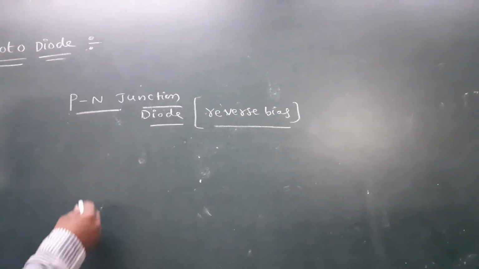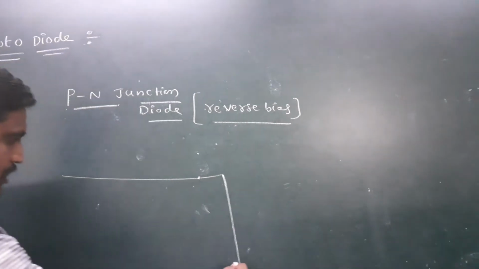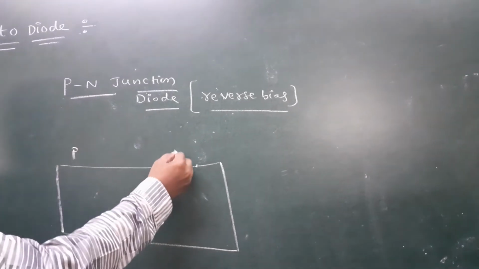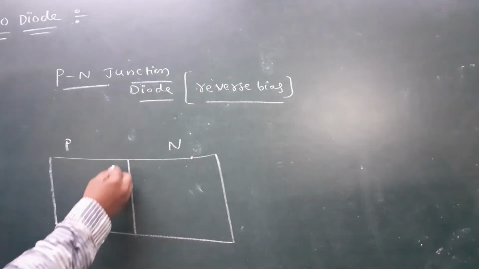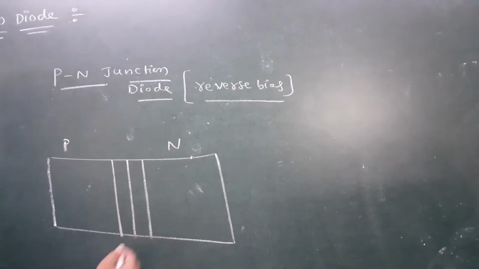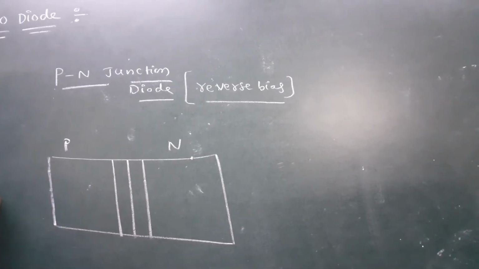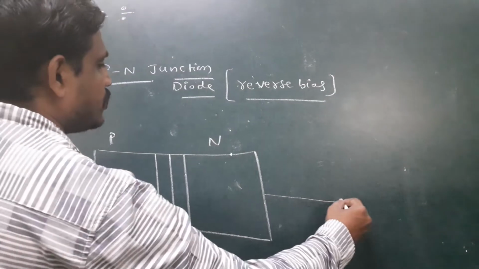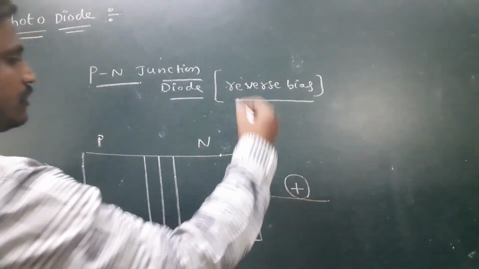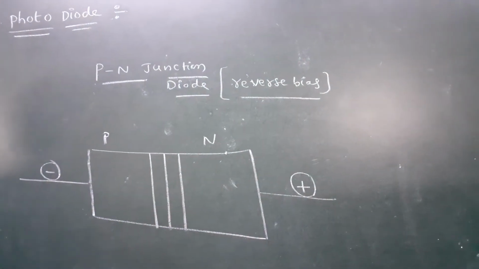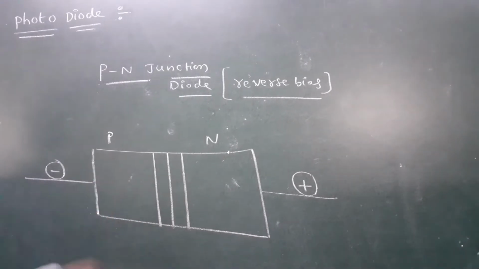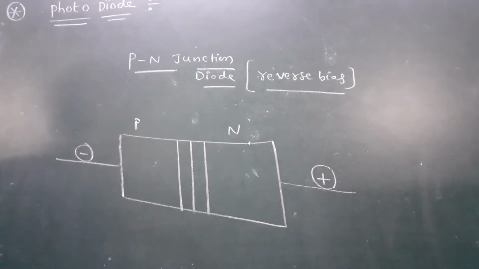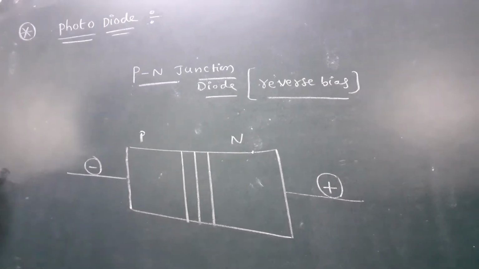Look at the diagram. This is the photodiode, that means a PN junction diode. This is the P, this is the N. This is the junction, the depletion layer and the potential barrier. Here P is connected to the negative terminal of the battery and N is connected to the positive terminal. This bias is said to be reverse bias. Photodiode is a PN junction diode connected in reverse bias.